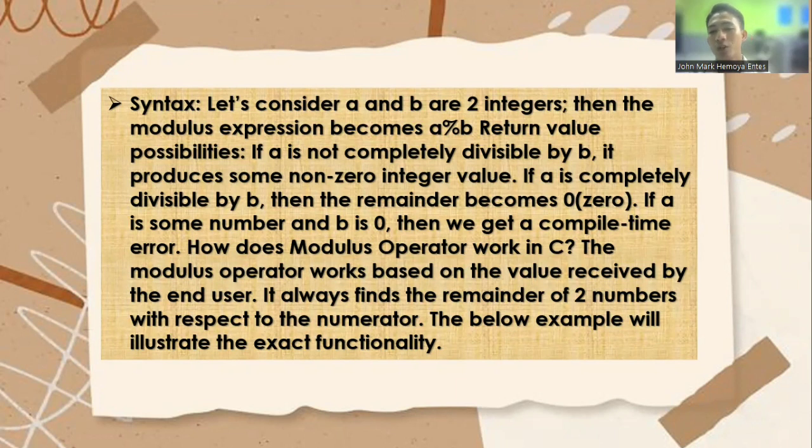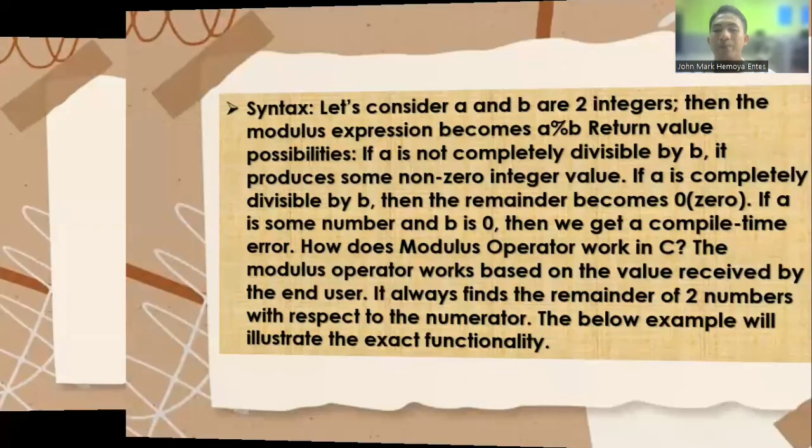How does the modulus operator work in C? The modulus operator works on the values received from the end user. It always finds the remainder of two numbers with respect to the numerator. The below example will illustrate the exact functionality.